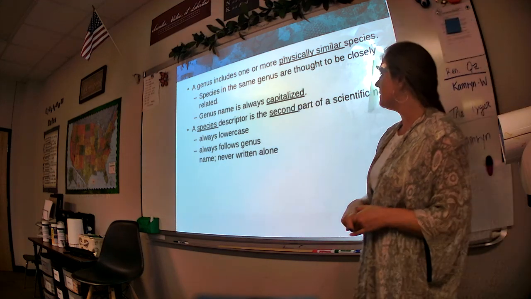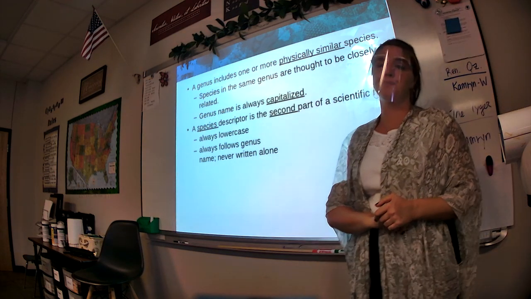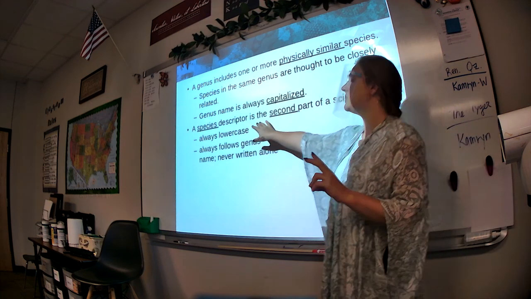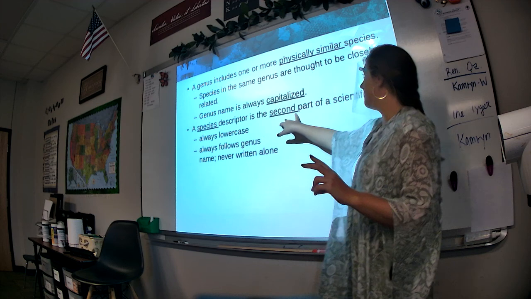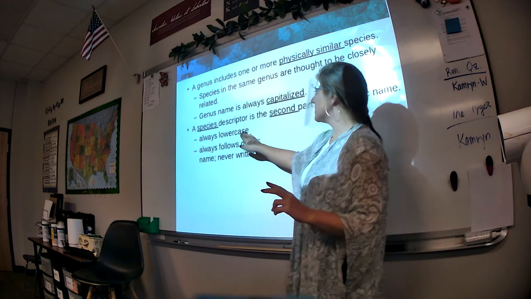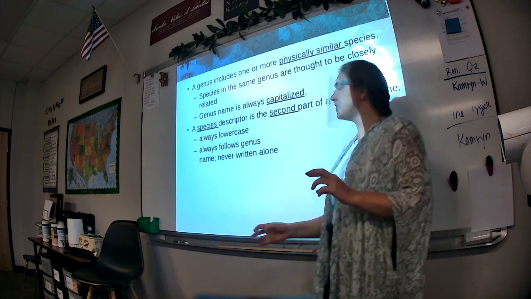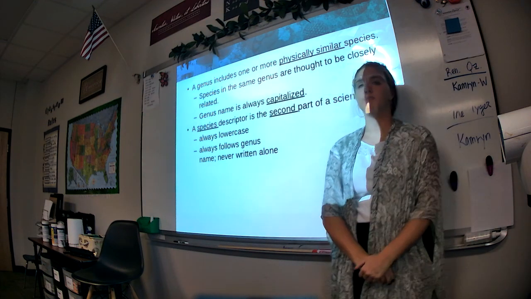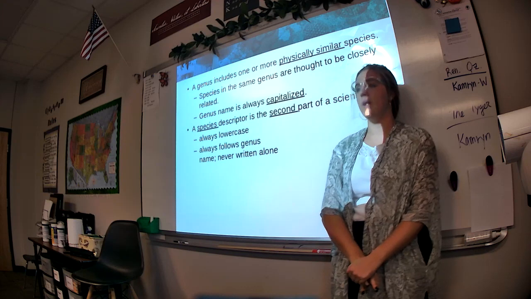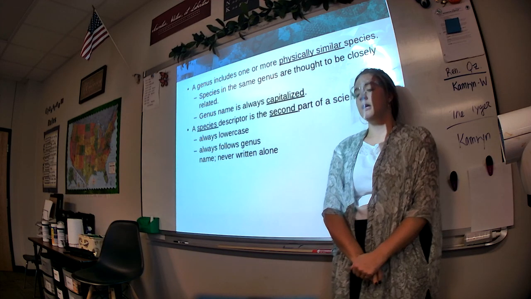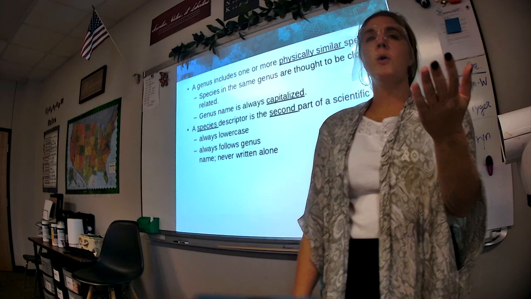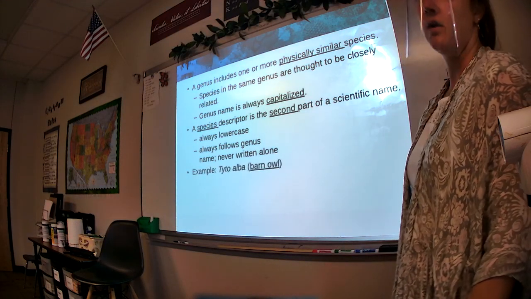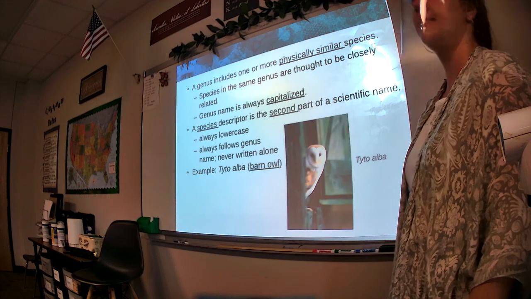Like I said, the genus name is always capitalized. And then the second part of the name is the species descriptor. Okay, so the second part of a scientific name. It's always lowercase, and it always follows the genus name. It's never written alone. You would never see just alba for the scientific name of the white oak. Okay? So another example, you know Quercus alba is the white oak. Here's another example. The Tyto alba, which is the barn owl.